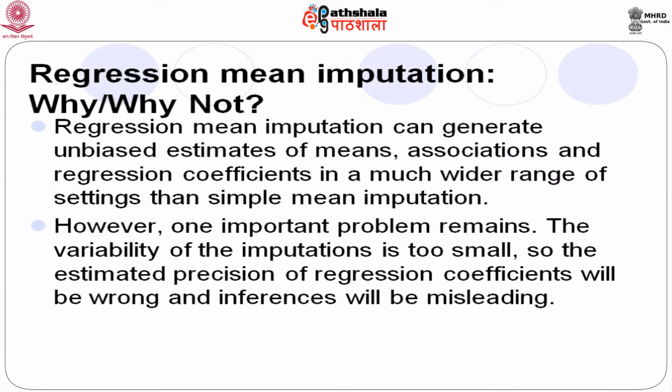All right. Then there are still some limitations of regression mean imputation. Why and why not? Regression mean imputation can generate unbiased estimates of means, associations and regression coefficients in a much wider range of settings than simple mean imputation. However, one important problem remains: the variability, which is very important actually. The variability of the imputations is too small. So, the estimated precision of regression coefficients will be wrong and inferences will be misleading.